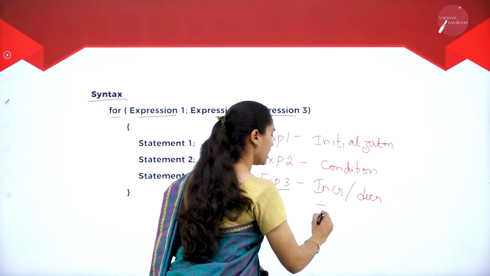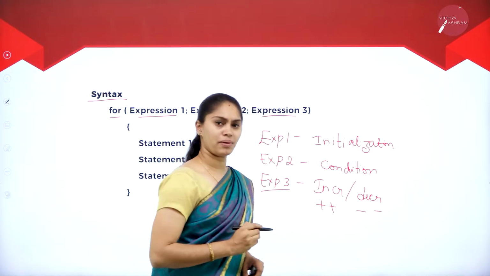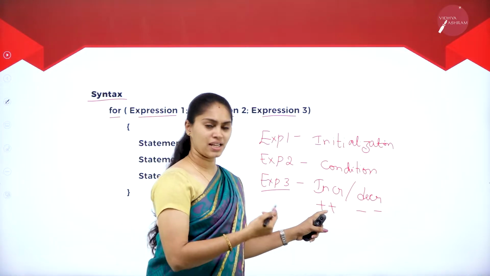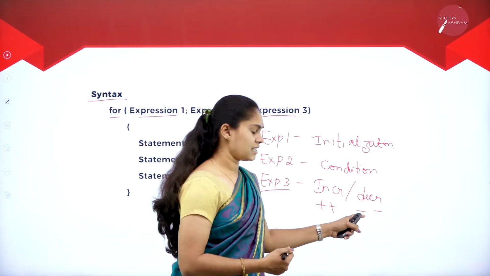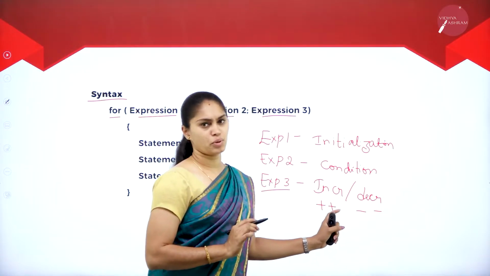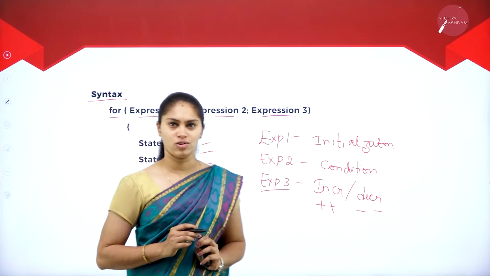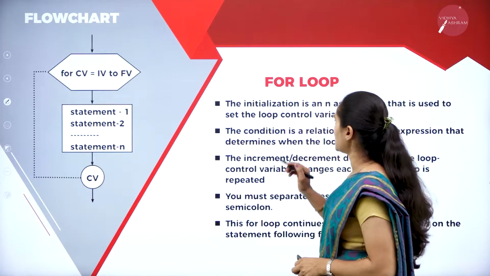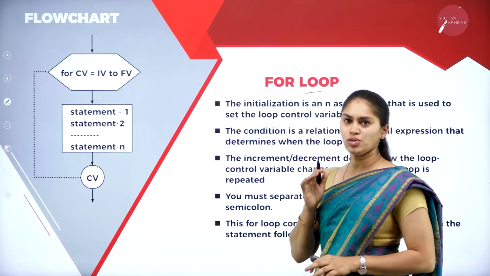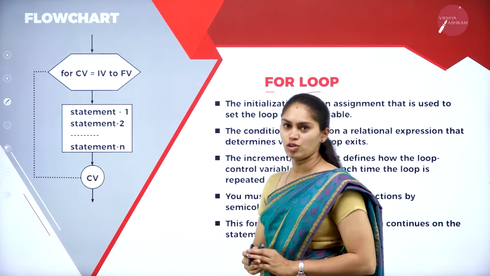Already we know the increment operator and the decrement operator. It can be either pre-increment or post-increment, and pre-decrement or post-decrement. So for that purpose, we use the for loop. Now we'll see how the for loop works along with a flow chart.